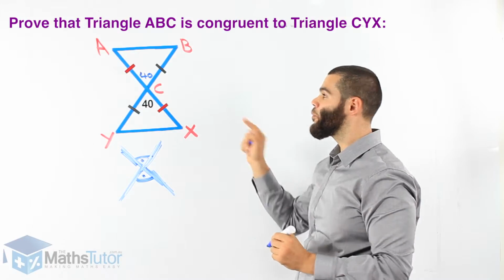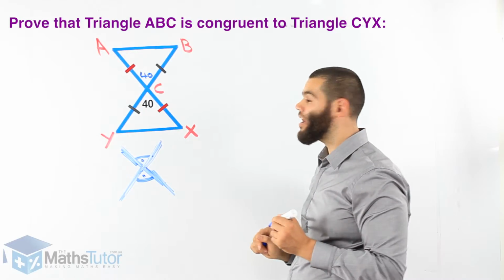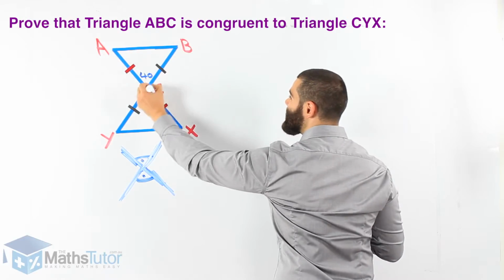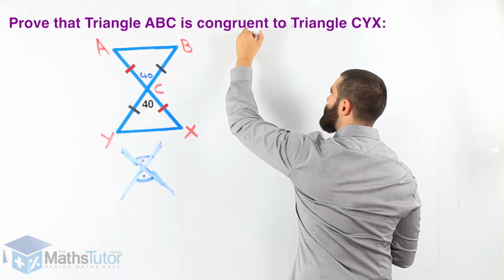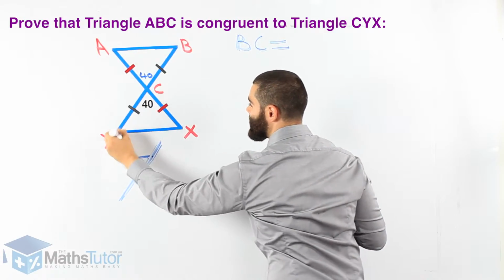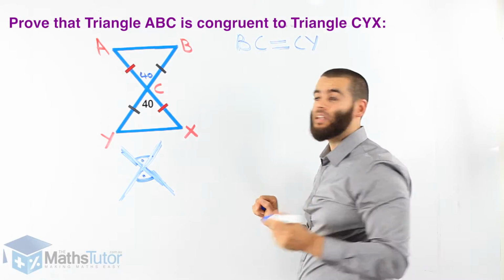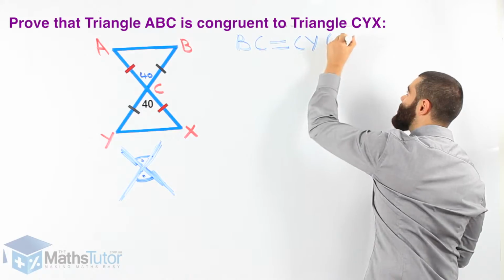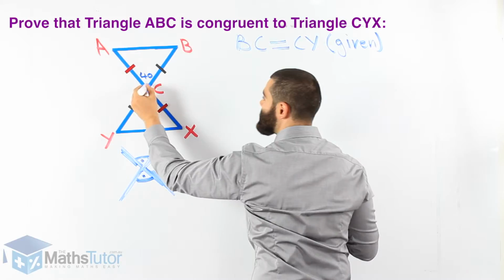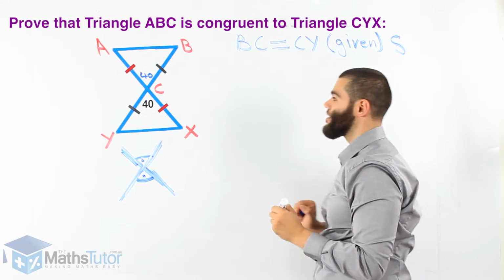So now we can prove and write everything down. We are going to use SAS, side, angle, side. So we're going to say that BC equals CY. It is given information, so we write given. BC equals CY, given information, and we're going to write S for side.